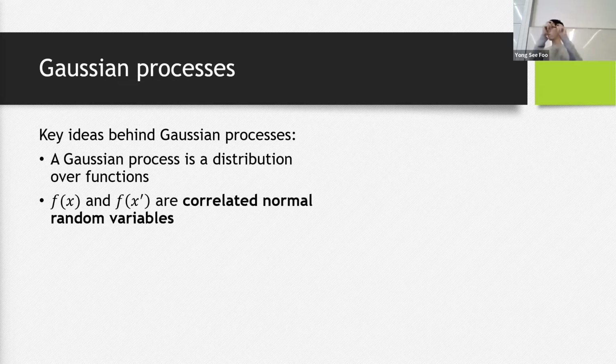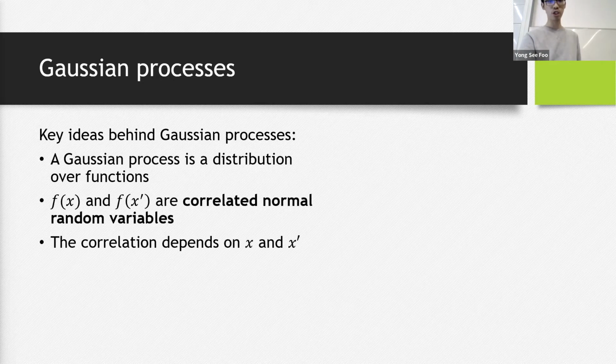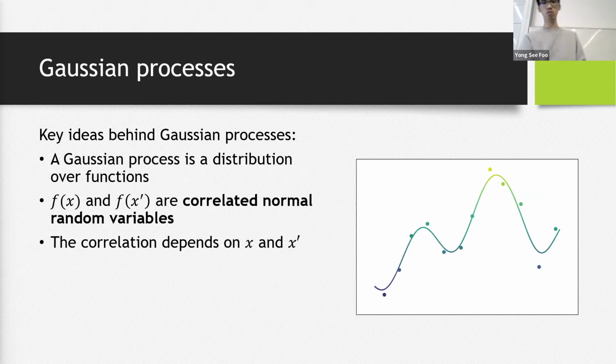f of x and f of x dash are going to be correlated. The closer x and x dash are, the more correlated they are, because they have to be quite similar in value. Whereas if x and x dash are further apart, then you have less correlation, a bit more flexibility in what those values can be. They're less dependent on each other. So you might say that the value here and the value here are quite correlated because they have to be close. But the value here and the value all the way there, there's not as much correlation between the two because they're far apart.